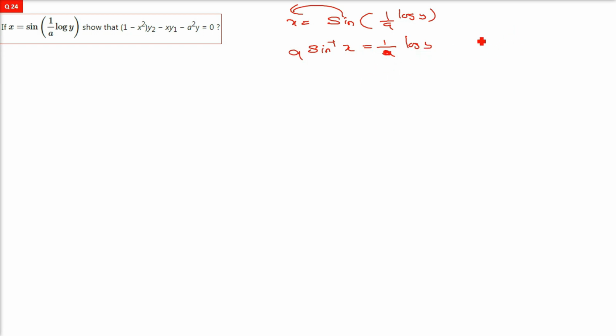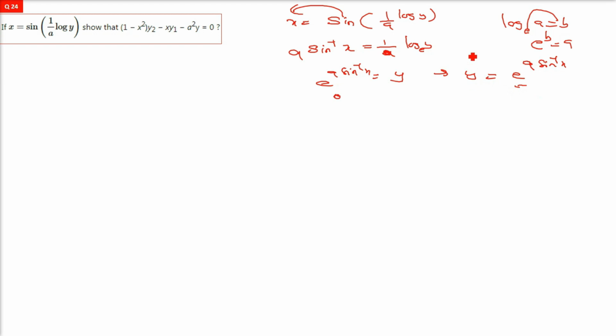Now we already know that if log a equals b, where the base is e, it is nothing but a way of writing e raised to b equals a. So e to the power a sine inverse x equals y. The same logic I have applied here. So when you have y equals e raised to a sine inverse x, we have already done a question like this, and you know how to get this.